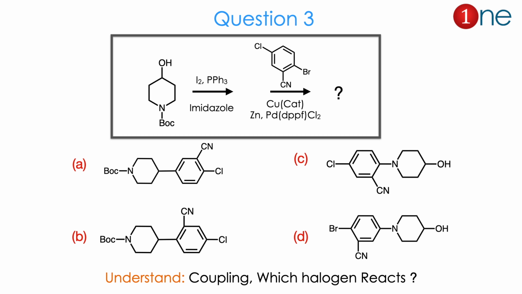Here the choices are coupling reactions. So how does the coupling occur there? Does the cyanide react, or the chlorine react, or the bromine react? So you have to understand that the question is all about coupling and which halogen reacts or whether the cyanide reacts.